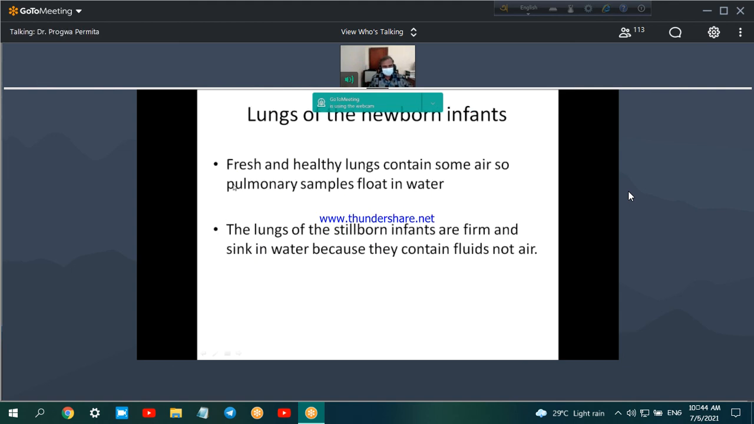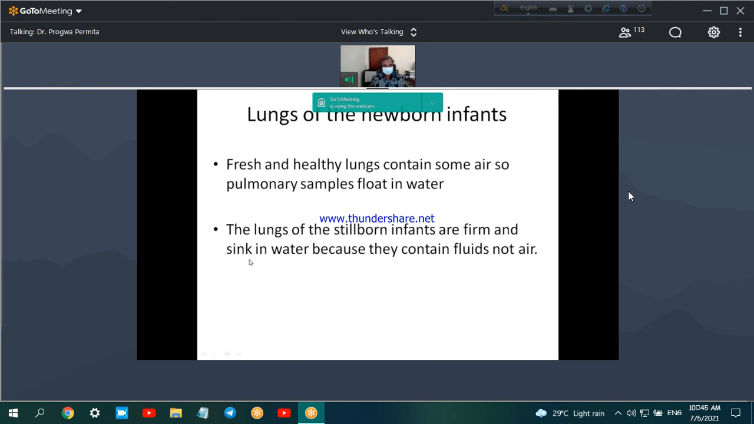So, how can you differentiate between a stillborn baby and a baby who died after birth? This is the way. Fresh and healthy lungs contain some air, so pulmonary samples float. If a baby died after birth, the lung was able to inhale oxygen. So if the lungs are placed in a bucket of water, the lungs will float in the water.